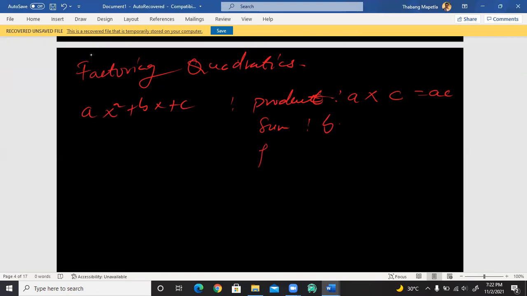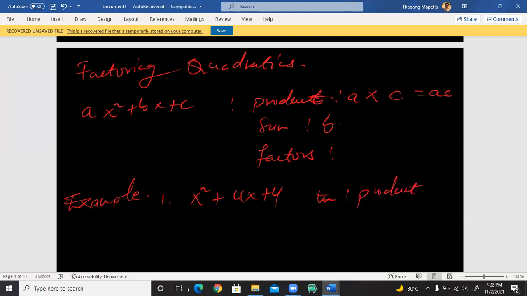And then we are going to find our factors. Our factors, we're going to find them in such a way that when you multiply them, they give you the product. That is why we say they are factors of the product. And when you add them, they should give you b. I guess we are good in that. So example, just the one that we had: x squared plus 4x plus 4.